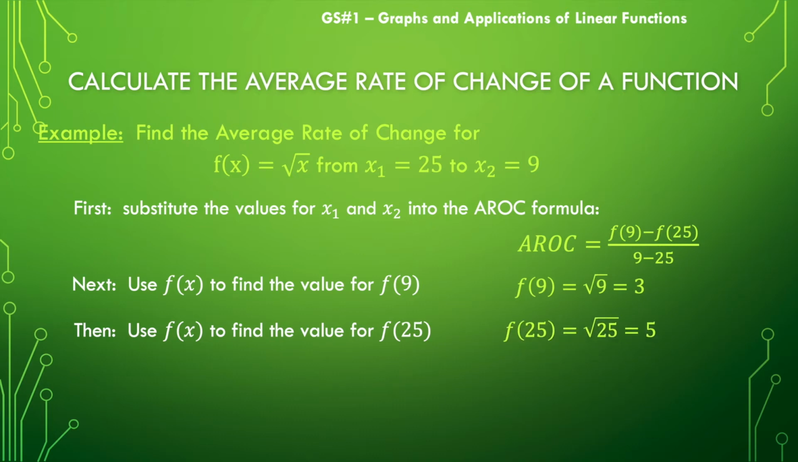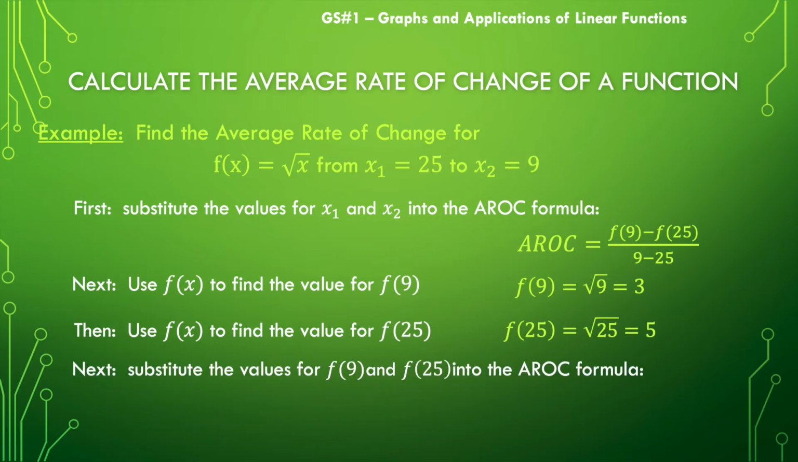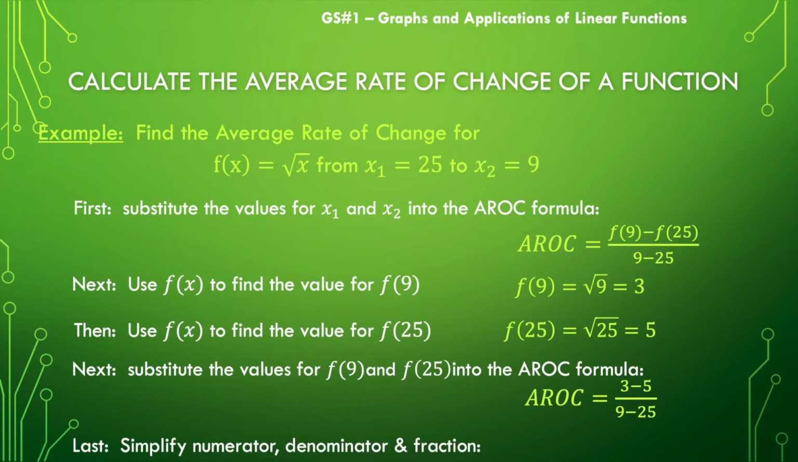So now I'm going to replace in my formula f of 9, which we know to be 3, and f of 25, which we know to be 5. So 3 minus 5 divided by 9 minus 25, and then I'll simplify. So 3 minus 5 is negative 2, while 9 minus 25 is negative 16. And so our average rate of change here is 1/8. For every 1 unit to the right, I will increase by 1/8 of a unit going up.